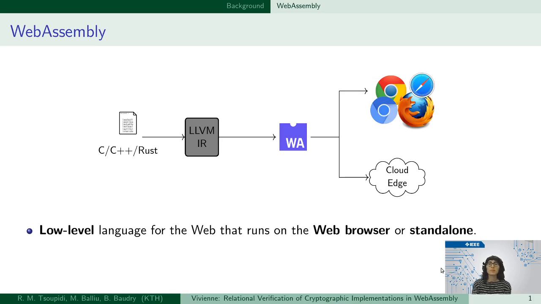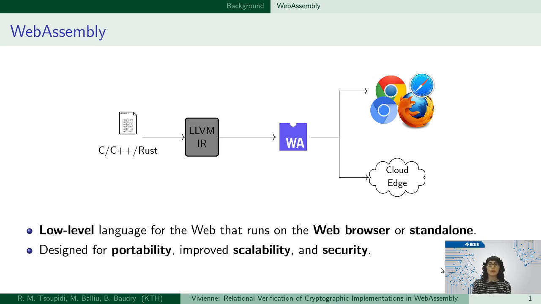WebAssembly is a low-level language designed for the web that runs through the JIT engine of a web browser or standalone using a runtime environment. The main compilation pipeline is compiling high-level code in C, C++, or Rust to WebAssembly binary using the LLVM toolchain. WebAssembly is designed with portability, scalability, and security in mind. It features structured control flow and has memory isolation properties.